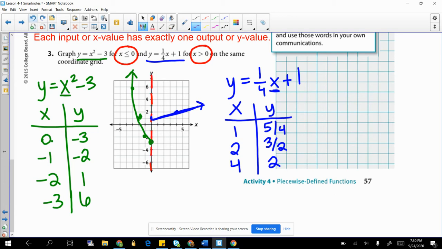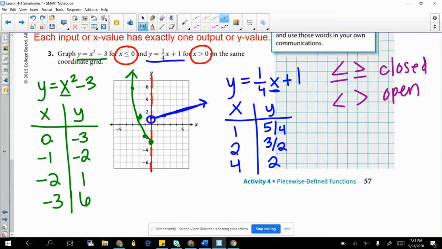And here's what we really need to focus on. Hopefully we remember that less than or equal to or greater than or equal to signs have a closed circle or a solid line when we were graphing inequalities. And less than or greater than have an open circle or a dashed line. So this here has to be an open circle because it just said x is greater than 0. So we cannot close that circle, okay? This one here, x is less than or equal to 0, this one should be a closed circle, okay?